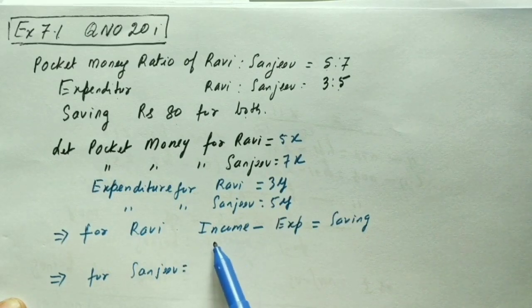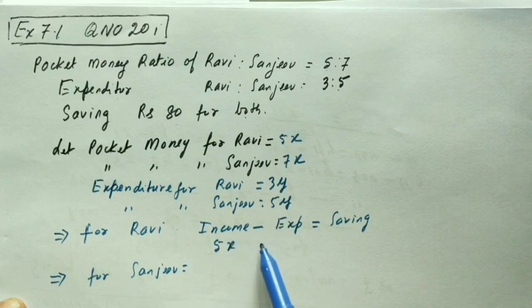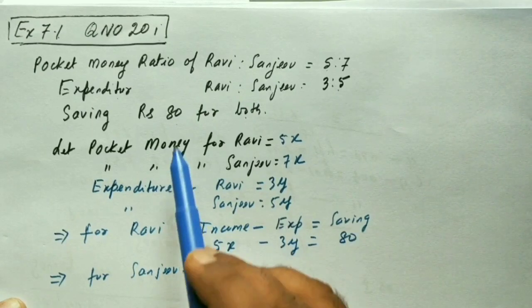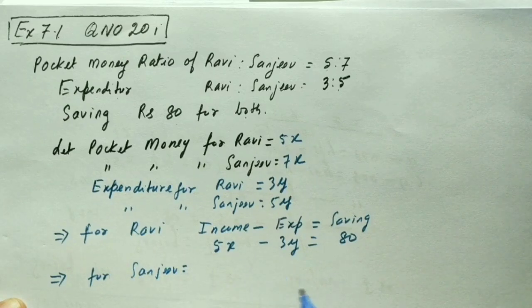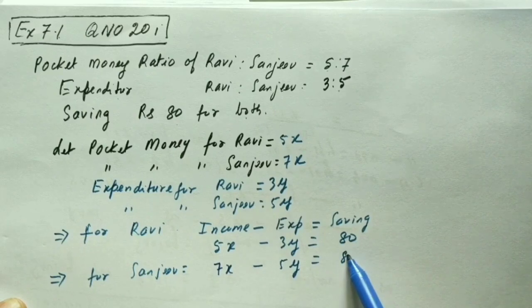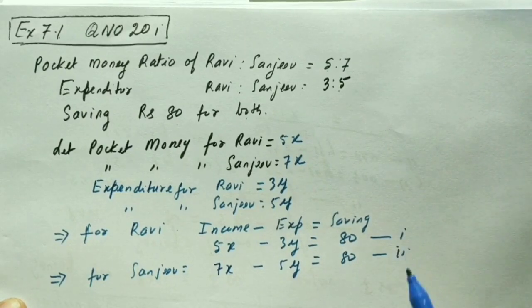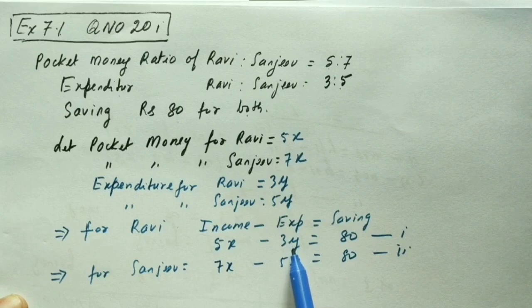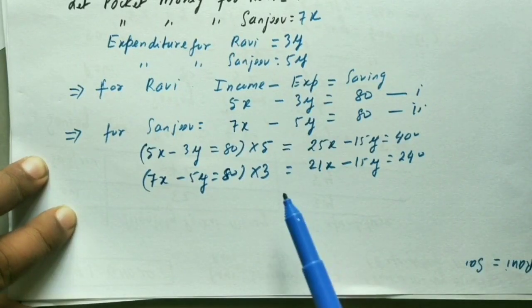So for Ravi, income is 5x, expenditure is 3y, and this is equal to 80. They have given. For Sanjeev, income is 7x, expenditure is 5y, that is 80. Now we need to solve the simultaneous equation. We have to find income for both. So I have to find x, so I am going to eliminate y by simultaneous equation, which you know how to solve.